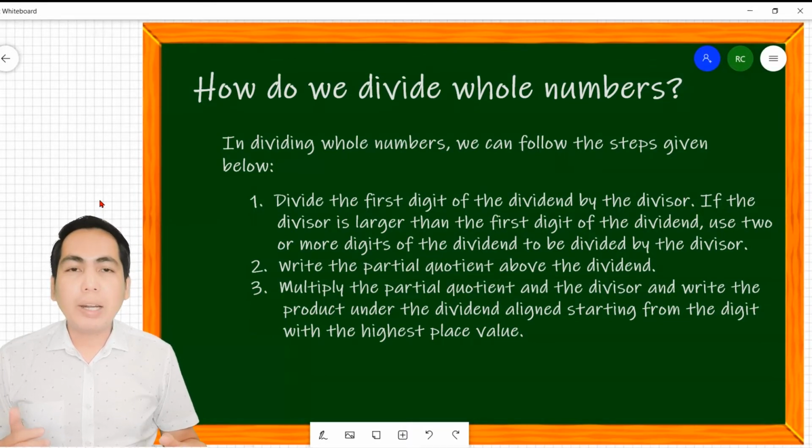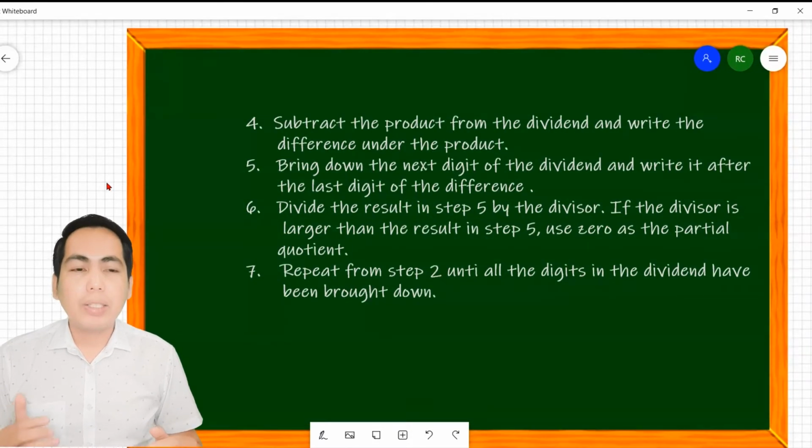Number 2. Write the partial quotient above the dividend. Number 3. Multiply the partial quotient and the divisor and write the product under the dividend aligned starting from the digit with the highest placed value. Number 4. Subtract the product from the dividend and write the difference under the product. Number 5. Bring down the next digit of the dividend and write it after the last digit of the difference.